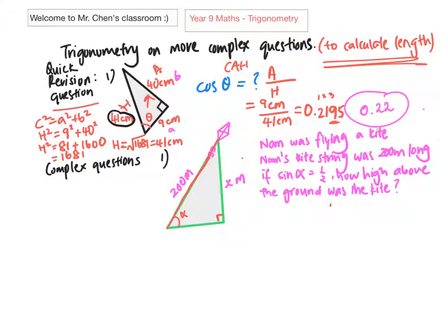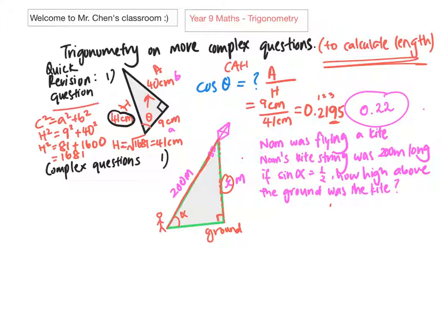And if sine alpha is 1 over 2, 1 divided by 2, how high above the ground was the kite? So pretty much it is saying, let's say Nam is standing here and he is flying his kite, and what we are looking for is how high above the ground, which is your x, literally.